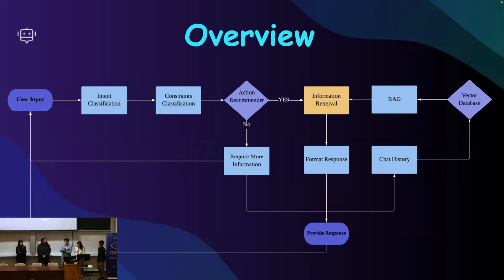So for the ConRec system, the pipeline starts with processing user inputs with intent classification, which determines whether the user is inquiring about a topic, providing preference, accepting a recommendation, or something else. Simultaneously, constraints classification identifies factors such as device compatibility, time availability, skill level of the user, etc. Those constraints are categorized as hard constraints, which must be satisfied, or soft constraints, which are ideal but also flexible.